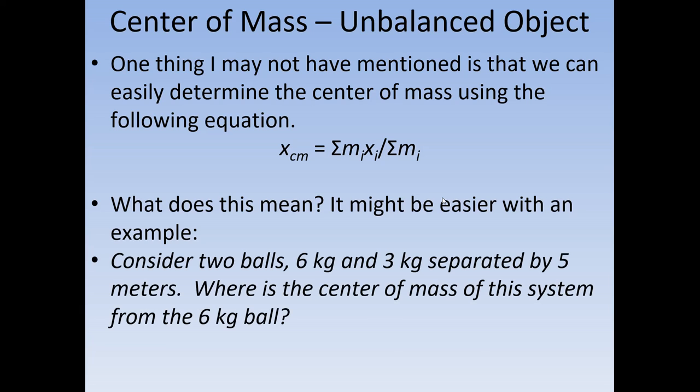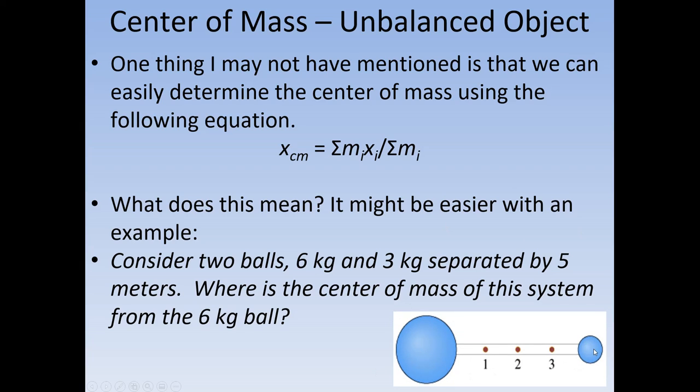So let's say that we had basically the same setup that we had last time. I'm just going to put some numbers to it. We have a 6 kilogram object, a 3 kilogram object, and they're separated by 5 meters. We want to know where is the center of mass of this system, and I'm going to say it's defined as from the 6 kilogram ball. This is going to play a part in a second.